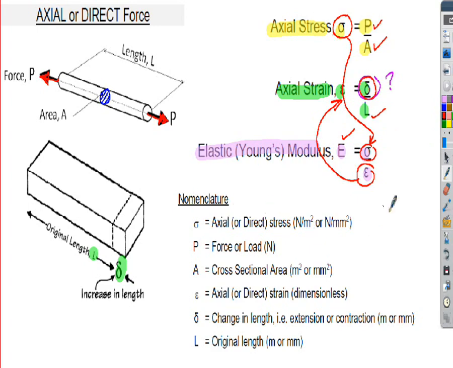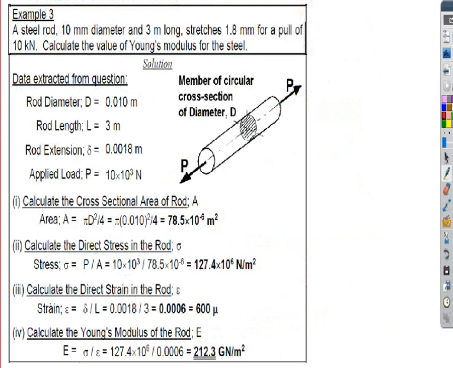And I've just put the nomenclature down here if you want it for reference. Stresses can be in newtons per meter squared or newtons per millimeter squared. Forces are always in newtons. The cross-sectional area could be in meter squared or millimeter squared. Strain, we said, is dimensionless. Change in length can be in millimeters or meters, and the original length in millimeters or meters. As long as we're consistent within a question, we use all meters in the question or we use all millimeters, that's fine. We must be consistent within one question that we use the same units, that's all. Alright, so that's the sort of backdrop to what we're going to do using those equations in this presentation.